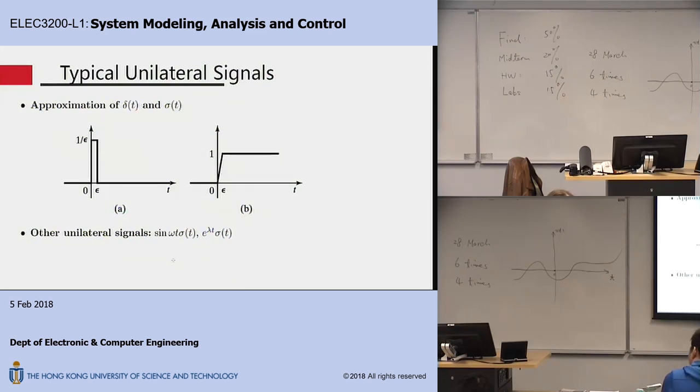I think in other courses we also use these two signals. So you can imagine also other unilateral signals. So you see that this sigma t is not only something that can be defined independently as a signal, but it can also be used to describe or to write a unilateral signal with other features.